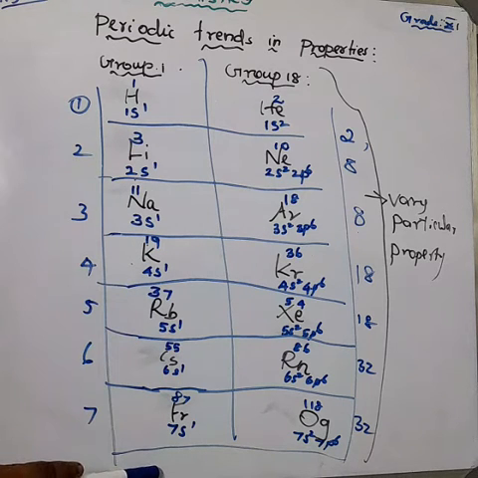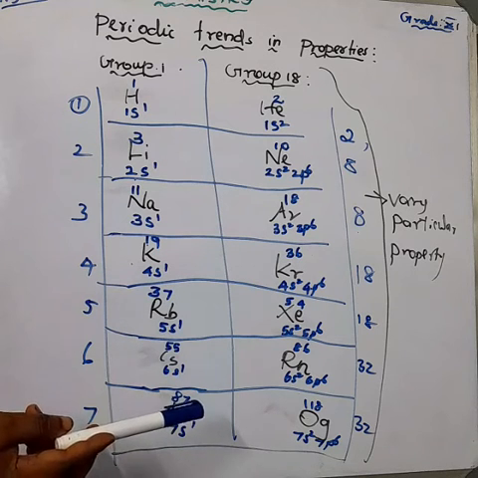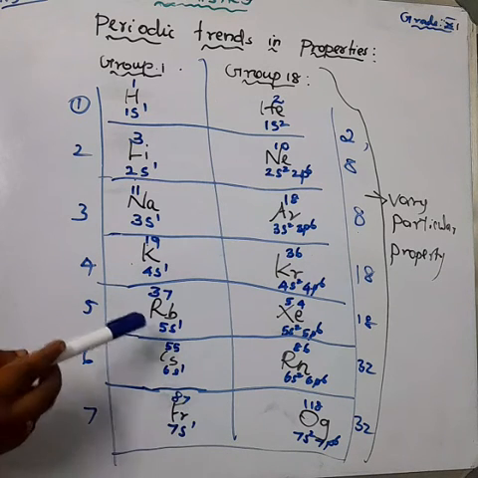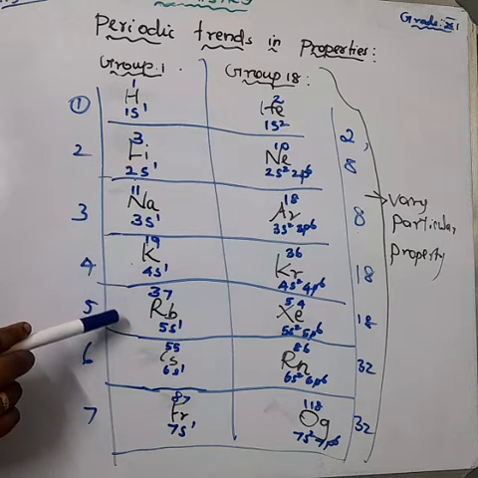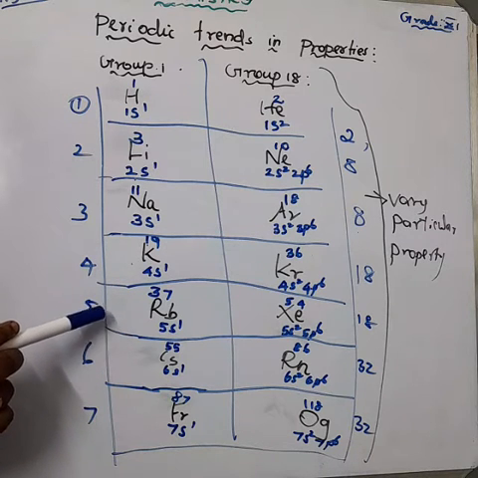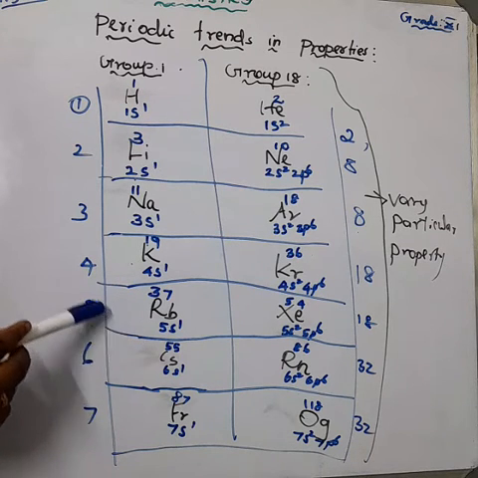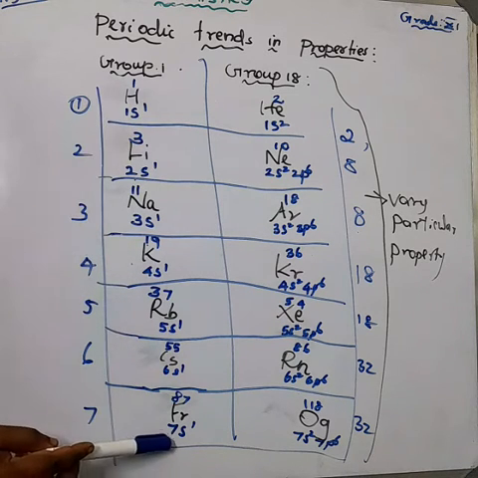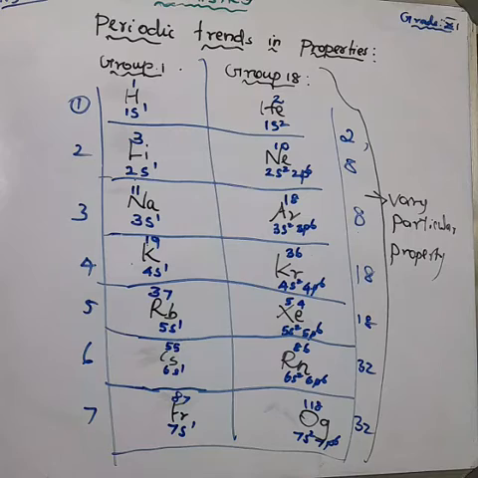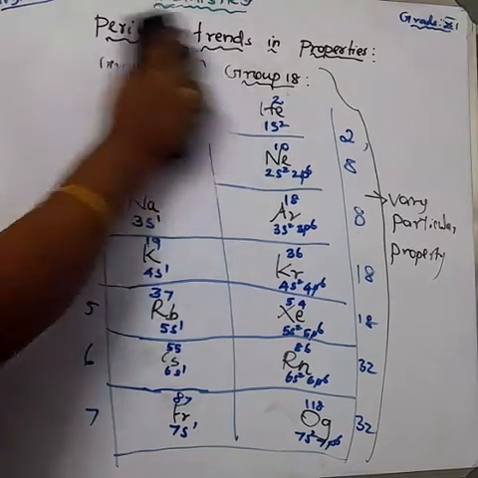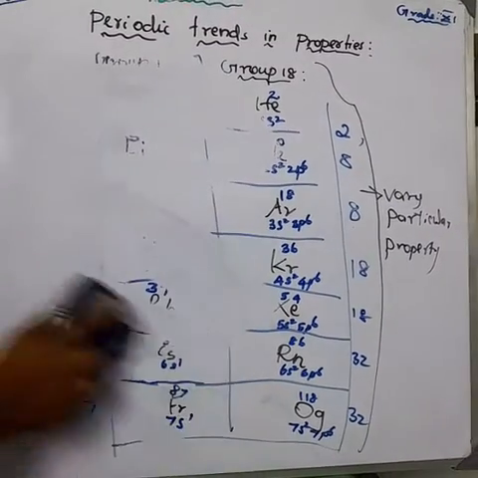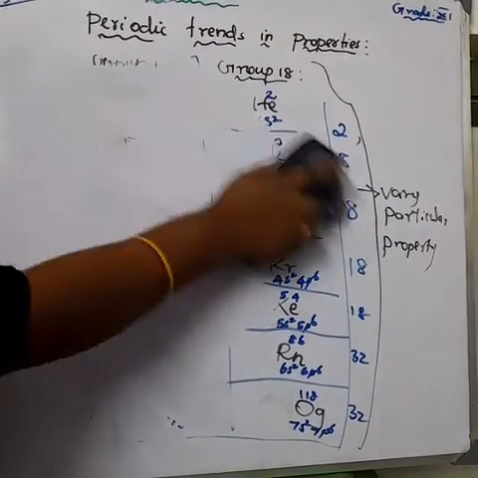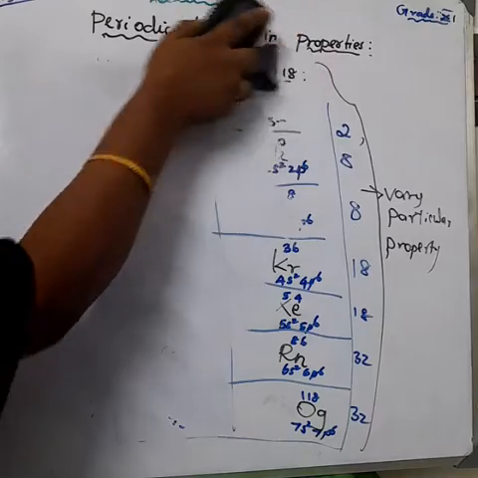Understood? So with rising atomic number, when we observe certain particular properties, these properties vary gradually. What are these particular properties? Now we are going to study them. What properties will vary? First up is atomic radius.